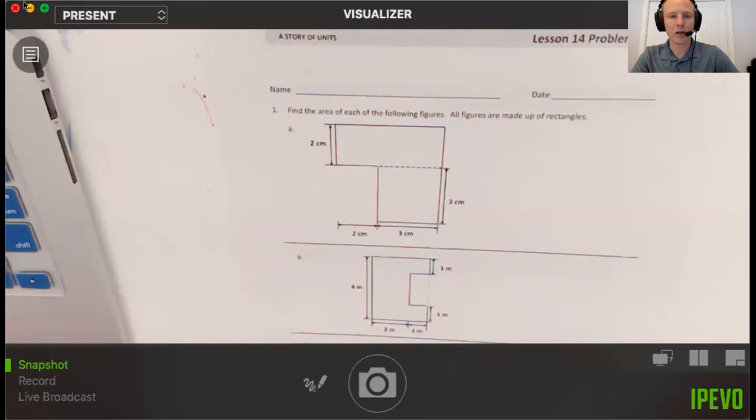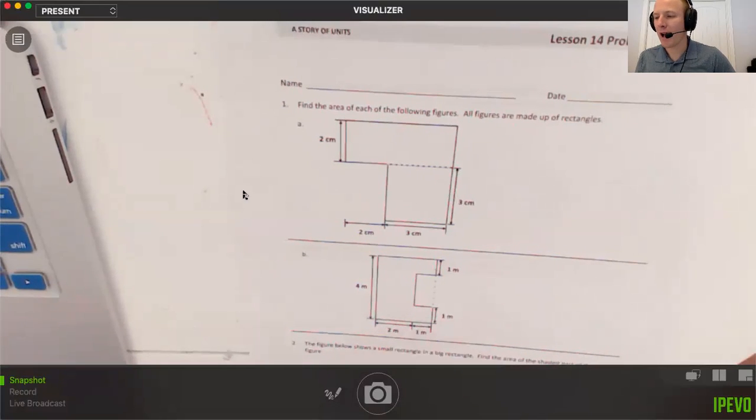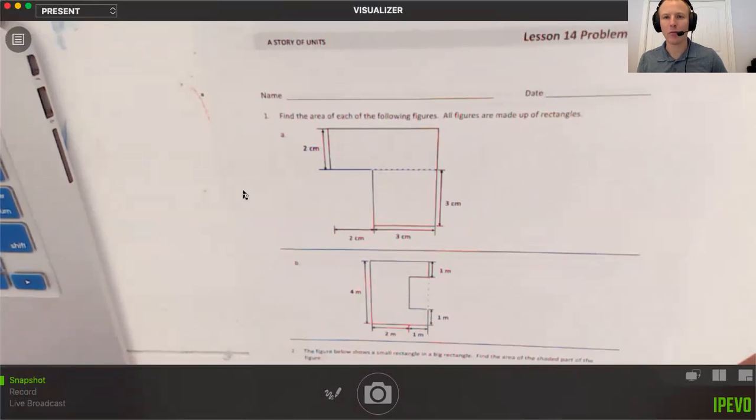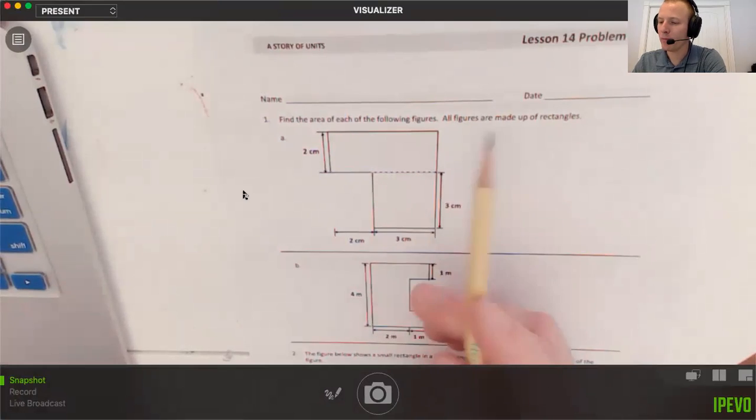And this work is a little bit more challenging than in lesson 13. The problems just have an extra layer of complexity to them. So let's go. This first one says find the area of the following figures. All figures are made up of rectangles.